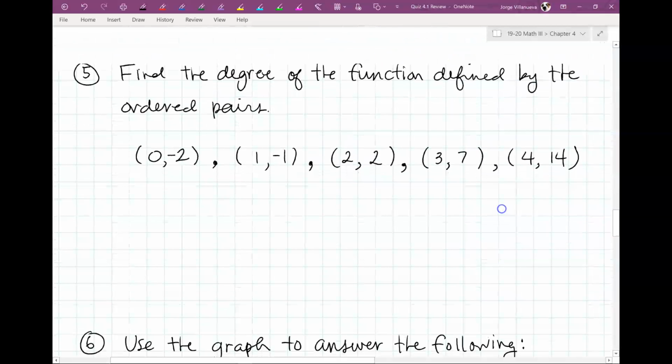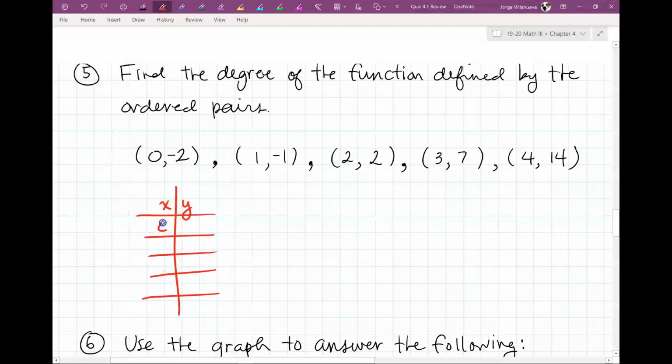All right, so number 5. This is what we did yesterday, so if you were not here yesterday, pay close attention. It's relatively simple. They said find the degree of the function defined by the ordered pairs. Notice yesterday's homework, they were given to you in a chart. On your test, they're actually going to tell you to make a chart from the ordered pairs. They could give it to you like this. So what you're going to want to do is create a chart.